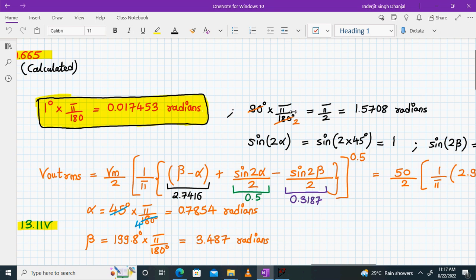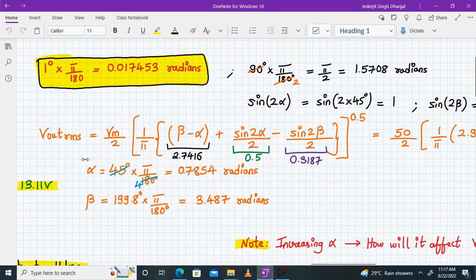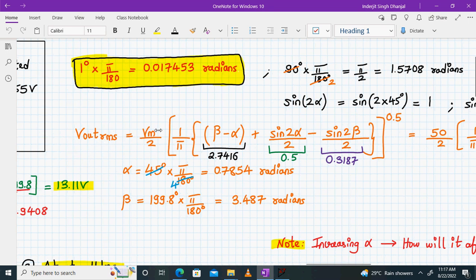So 90 degrees will be about pi by 2 radians, that will be around 1.57 radians, right? Here this is the formula. V out RMS will be equal to Vm by 2 into 1 upon pi, the whole into beta minus alpha plus sine 2 alpha upon 2 minus sine 2 beta upon 2, right? Bracket close and whole raised to half, right?